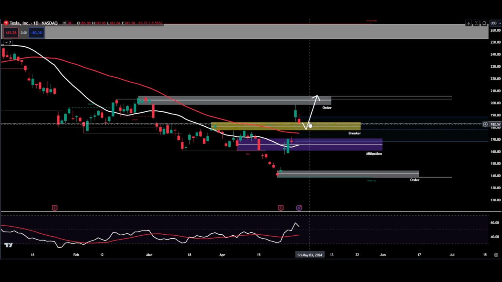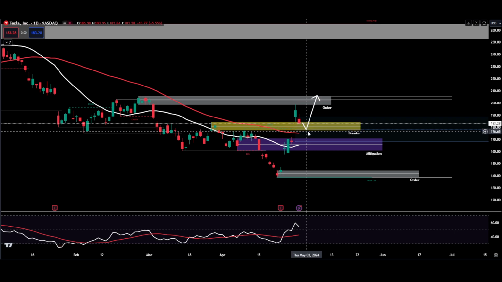What I really want us to see, if we're bullish, is not to give up this breaker block. We can wick below it. We can wick all the way down to the 20 period or into this mitigation block. But I want to see daily candle closes above that 177.79 range.